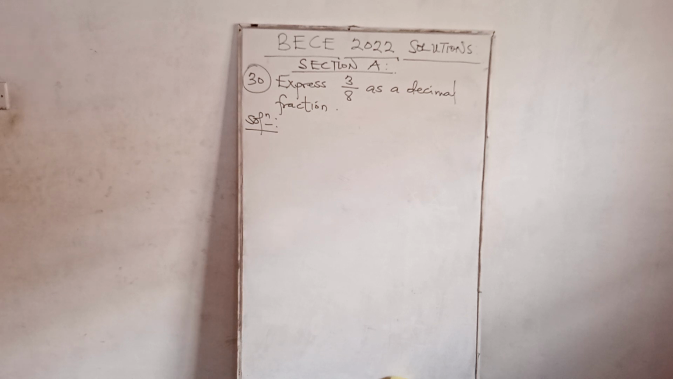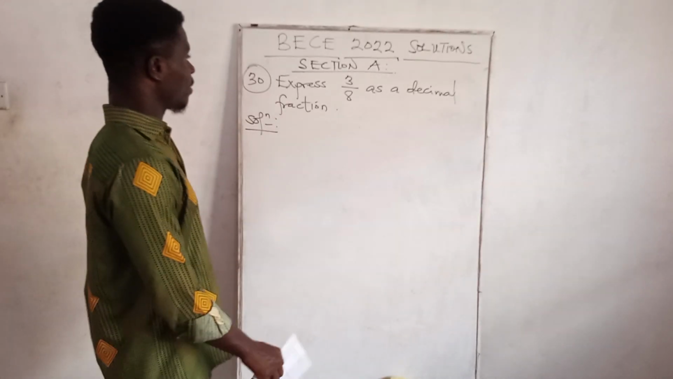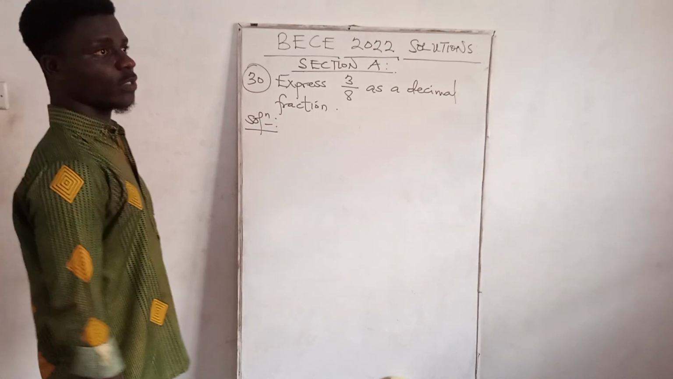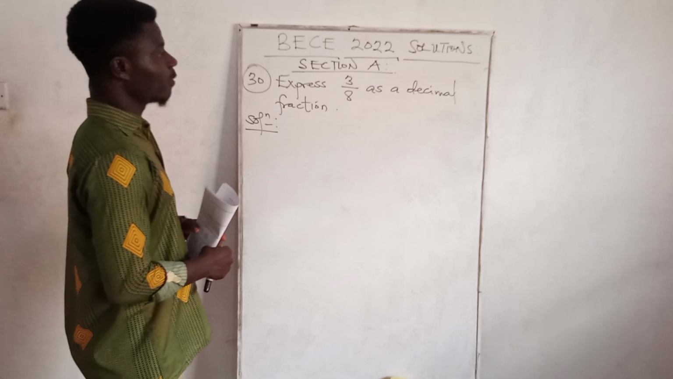So now let's see our last question. We started from 26 up to this question 30, so we'll end our last question here. Then our next video we start from 31. So express 3/8 as a decimal fraction.